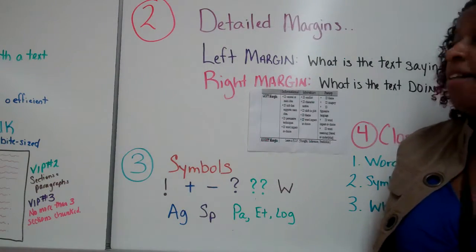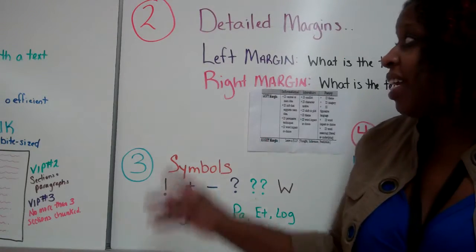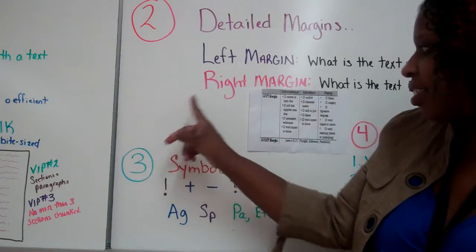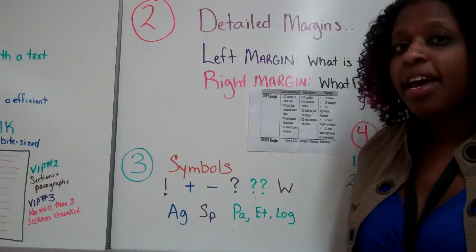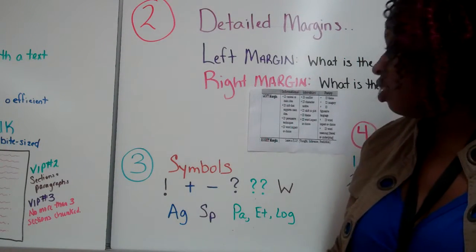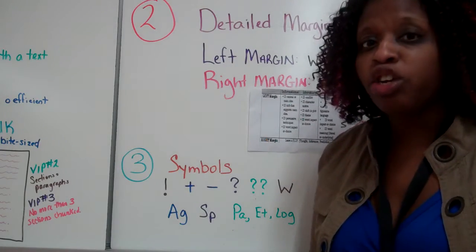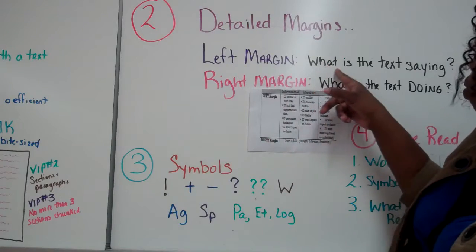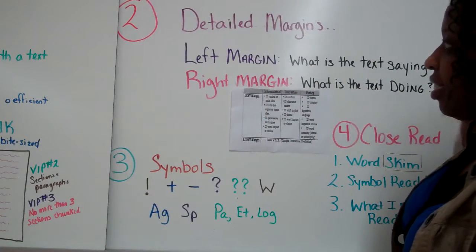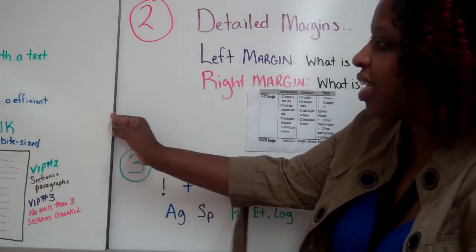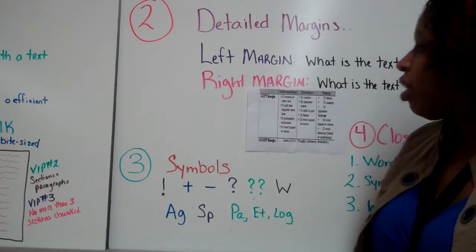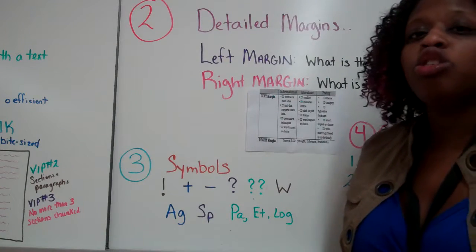The next thing we have is detailed margins. That's step 2. Detailed margins is all dealing with the left side of the text and the right side of the text. Now, on the left side of the text, depending on what type of text you're reading, you're going to have different things that you're doing. Because the left side of the text is all about what is the text saying. What's the text telling us? The right side margin is what is the text doing to you.